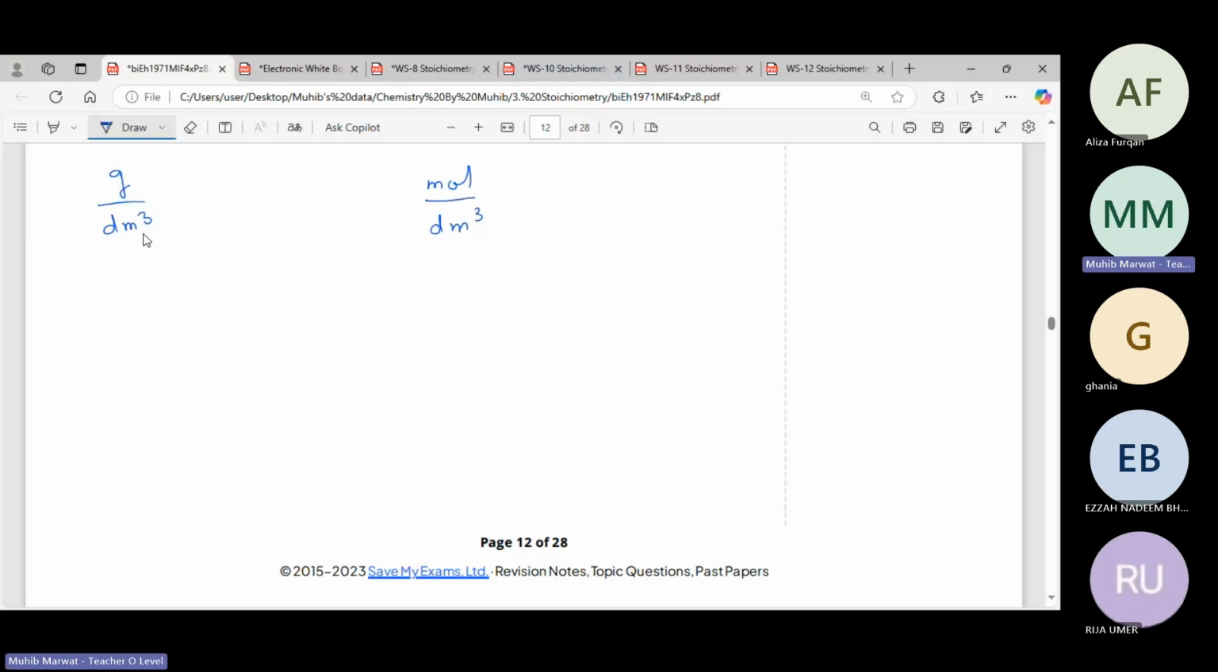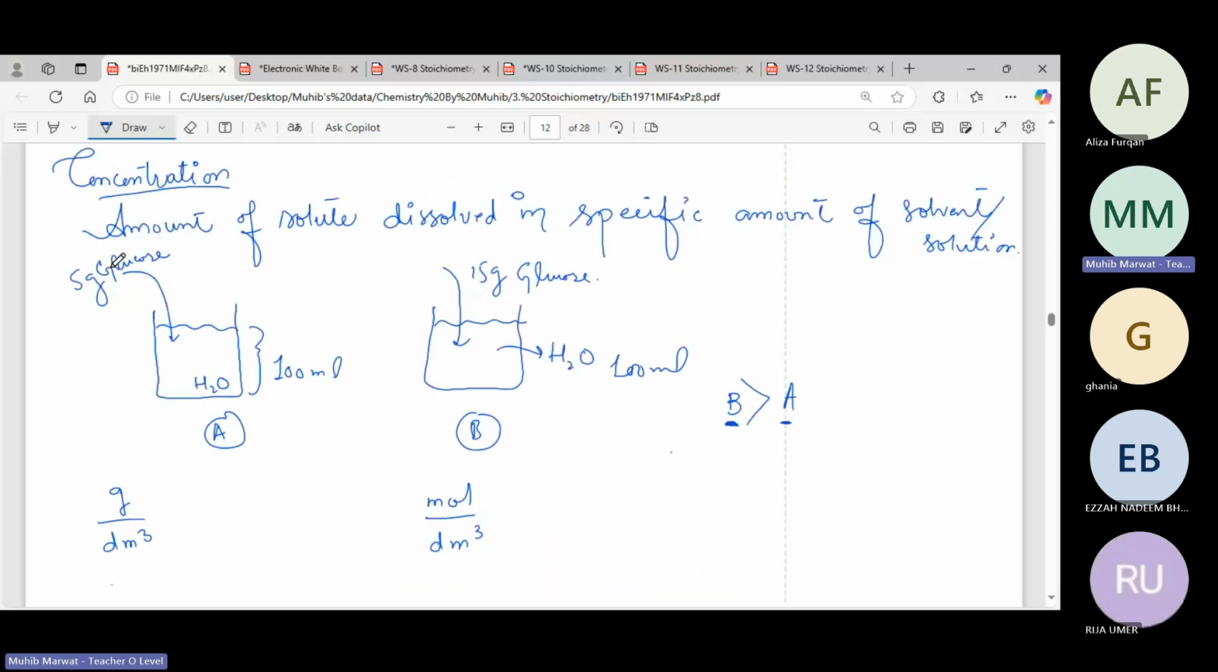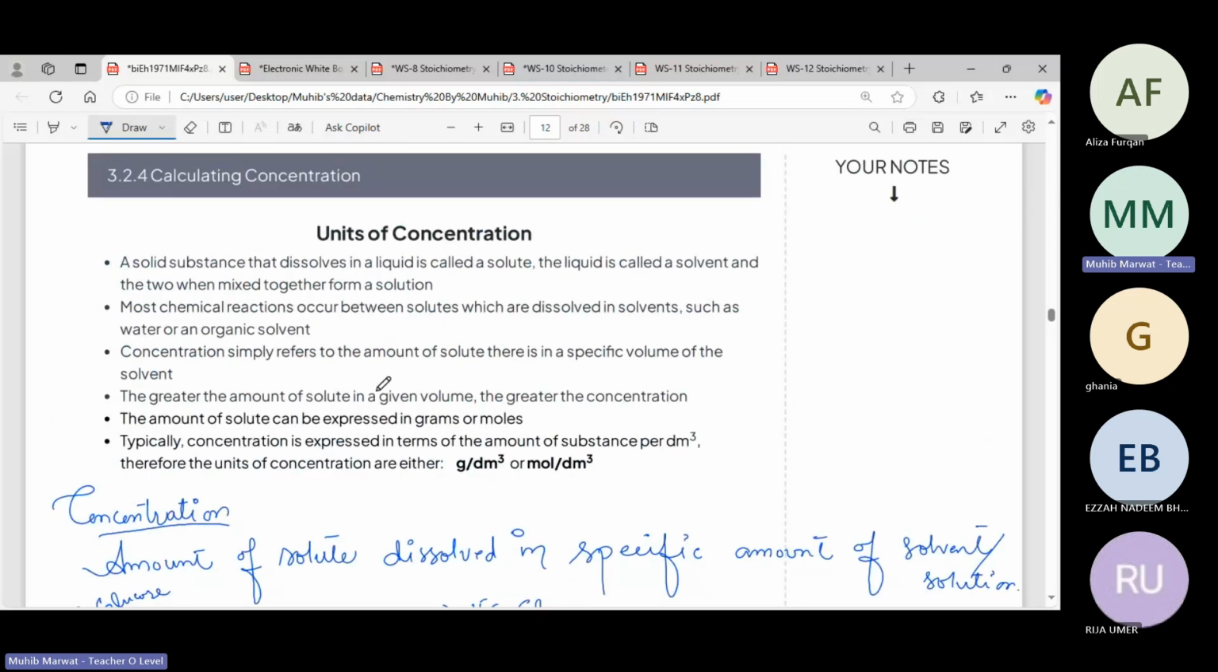If you have been given the volume in cm cube, you will have to convert it into dm cube, right? We will be doing numerical problems in detail in this class. So just remember, we can express concentration either in grams per dm cube or in moles per dm cube, basically the amount of solute in a specific volume of solvent. Is it clear, dear students?